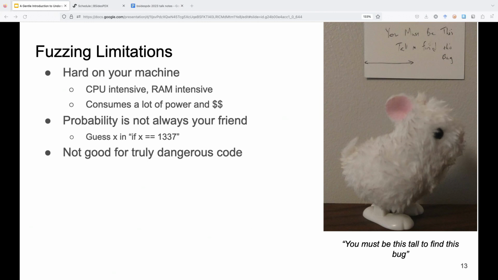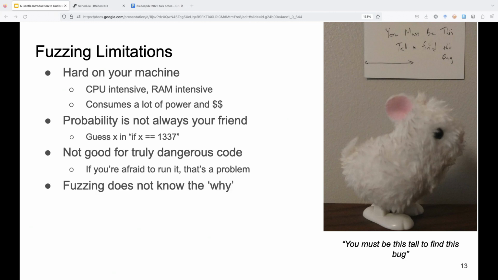It's also not good for truly dangerous code. If you're like, I don't know if this implant's truly dangerous, I don't know if it can escape. Like if you're worried about a VM escape, maybe don't fuzz. Because that's a problem. You have to run it. It's not static analysis. You might use static analysis to make your fuzzers smarter, but ultimately you got to run the thing. And if you're afraid to do that, or you can't do that, you kind of can't fuzz it.